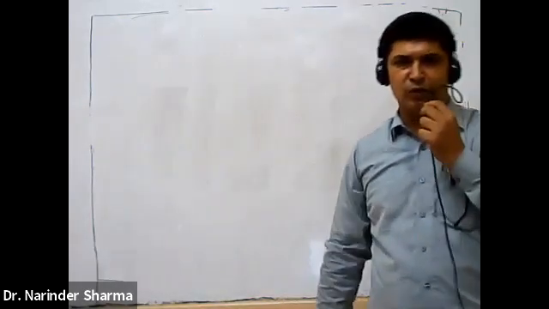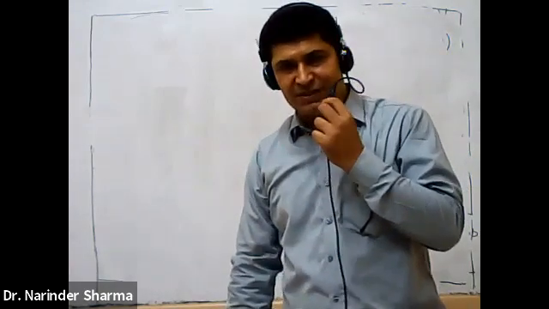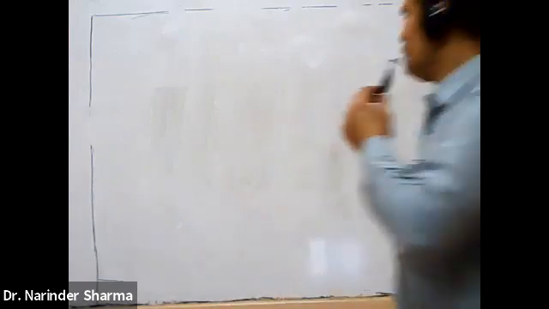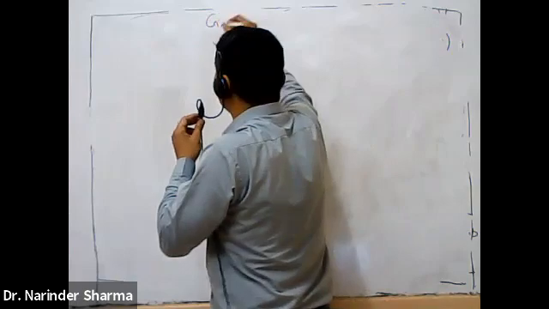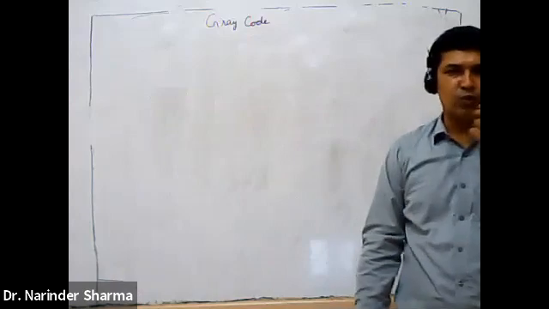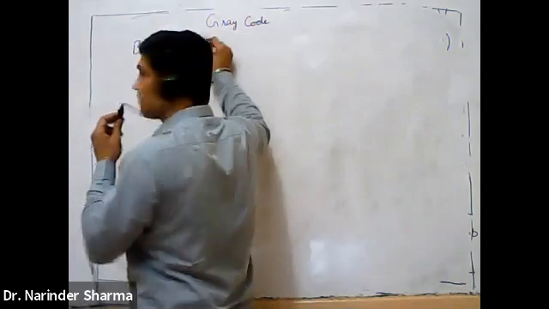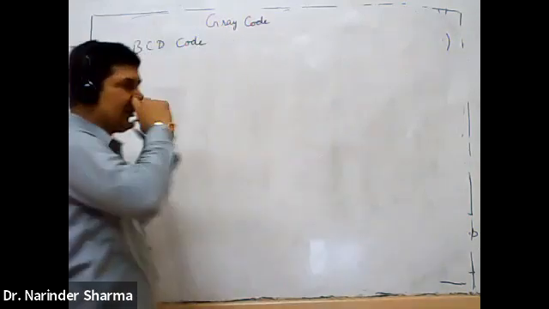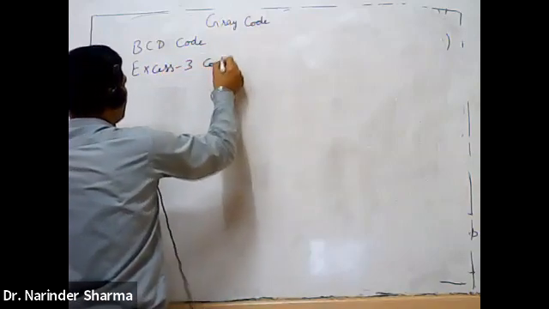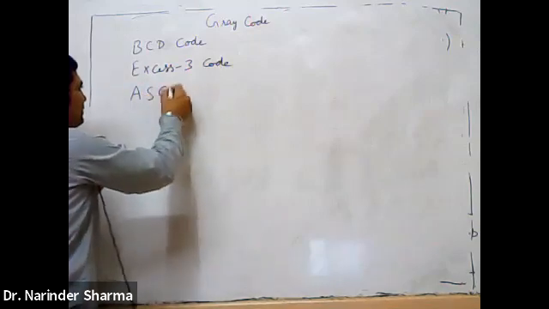Students, today we will learn about the code converters, multiplexers, demultiplexers, encoders, and decoders. As far as the code converters are concerned, we have already done the Gray code. There are other codes as well: the BCD code, then the Excess-3 code, then the ASCII code.